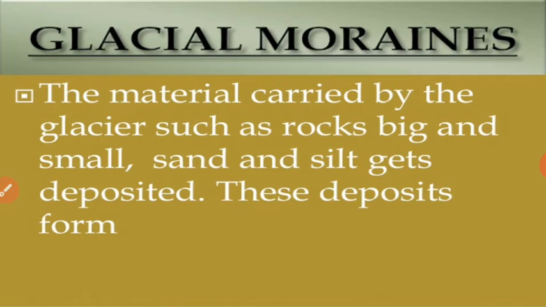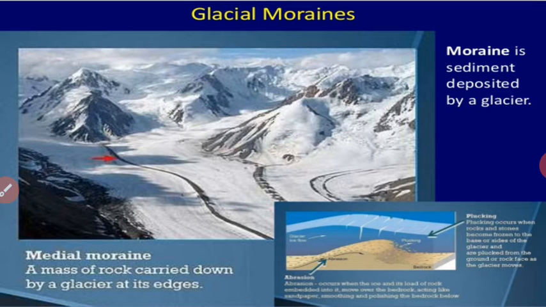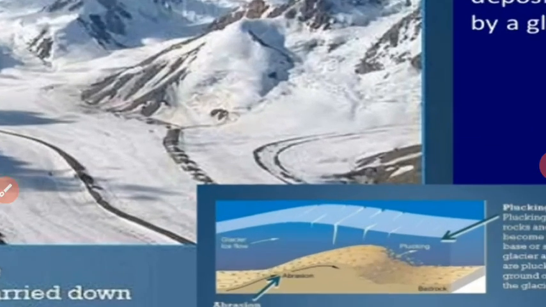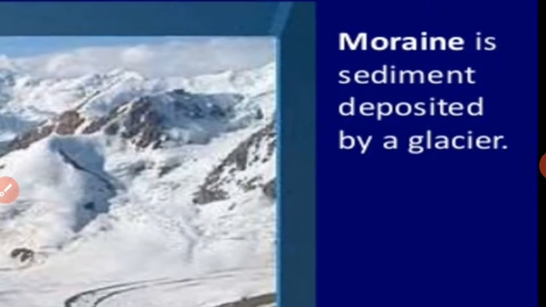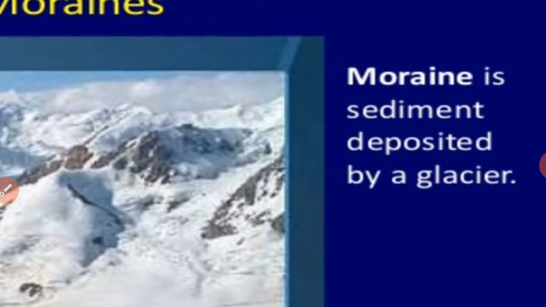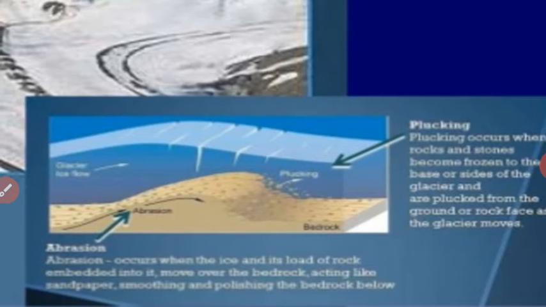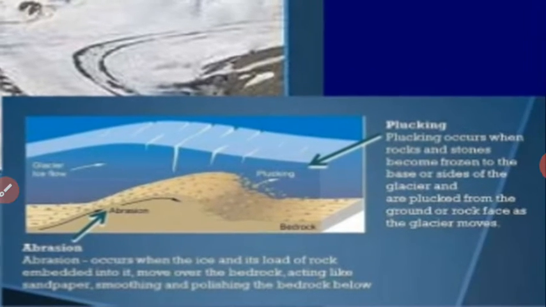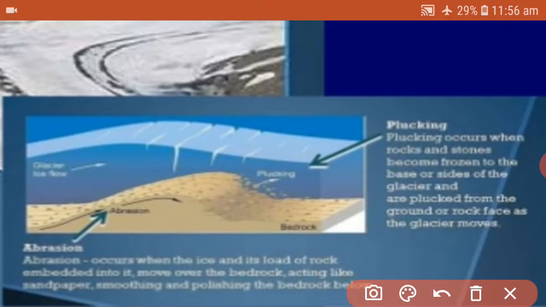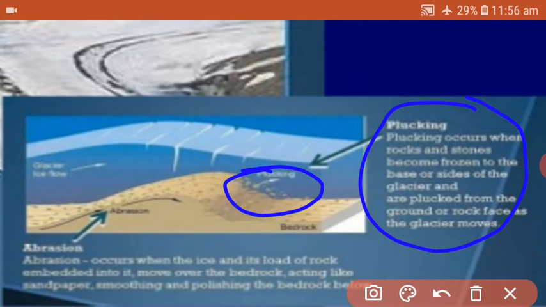So how does it happen? You can find it with the next picture itself. Moraine is a sediment deposited by a glacier. How does it happen? You can find here, first the action of plucking happens. If I zoom it for you, you can find plucking occurs here. The plucking action, you can find, is shown by an arrow like this.